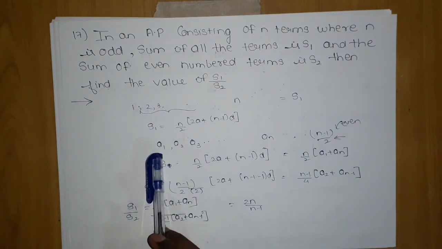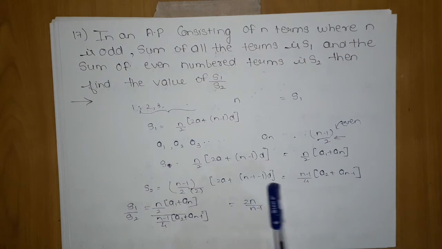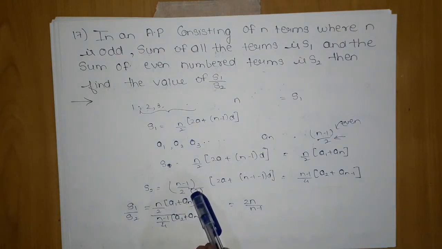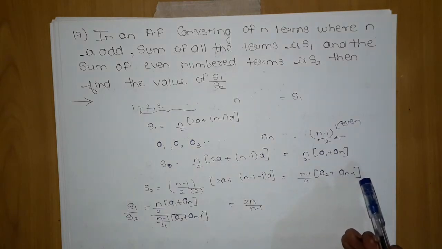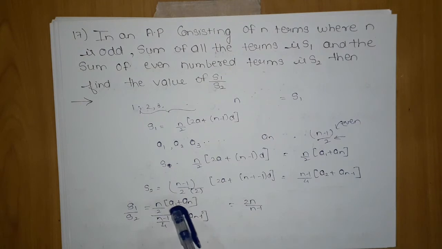So a1 is odd and a2 will be even, so a2 is the first term and a(n minus 1) is the last term, so a2 plus a(n minus 1). Now if n terms are present and an is odd, then (n minus 1) by 2 will surely be the total number of even terms, so (n minus 1)/2 divided by 2 according to the formula into (a2 plus a(n minus 1)). When I divided both, I know that (a1 plus an) by 2 is am, and (a2 plus a(n minus 1)) by 2 is also am, because the subscripts on adding give n plus 1. So when both are divided they give 2n upon n minus 1, which is our answer. Okay, let's move on to the next question.